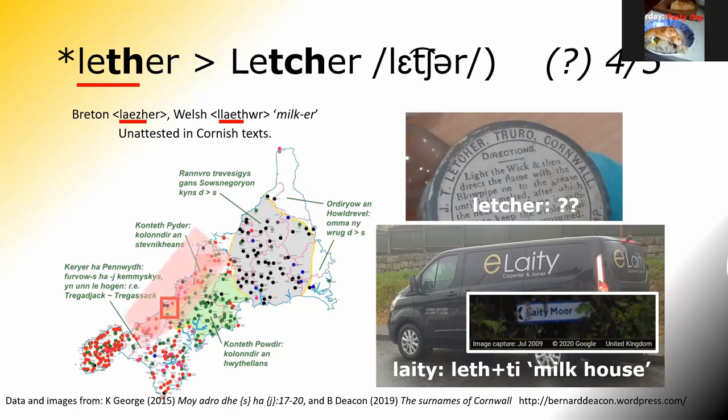Could the t of Leyte have been kept in Leyther and in this area then been palatalized to ch or affricated ch in Leicester? Or could the th of Leyther have been assibilated, but that assibilation took the palatalized ch sound of this region's dialect?